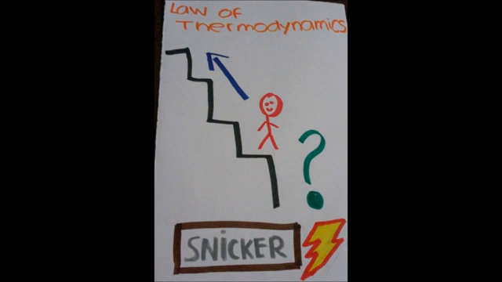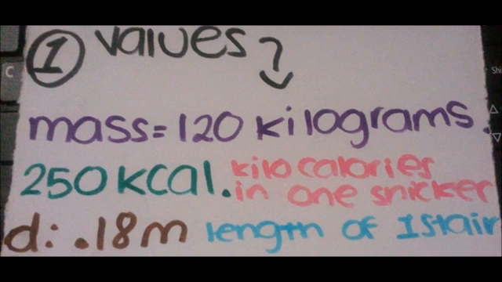The first problem is to find how many stairs I need to walk in order to burn the calories from a sneaker. The first thing I have to do before I start any problem is to list the values. I have a mass of 120 kilograms. The sneaker has 250 kilocalories and the length of one stair is 0.18 meters. After listing all my values, I'm going to find the correct equation to solve this problem.